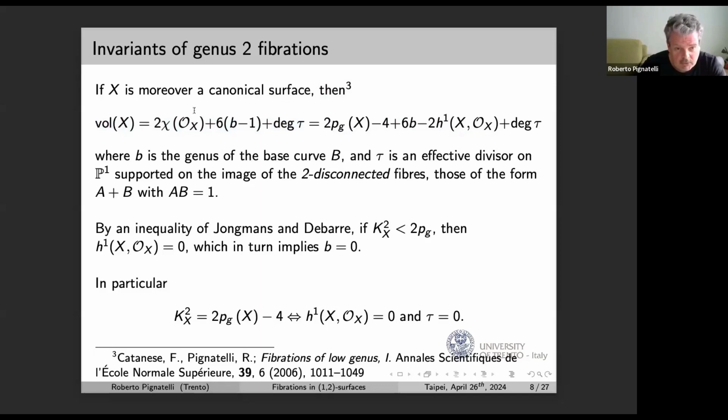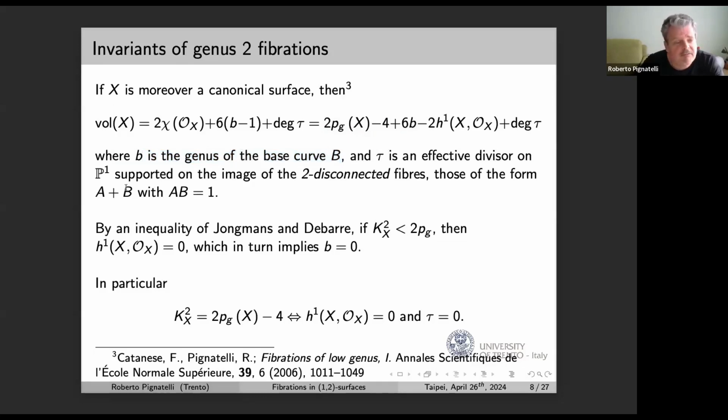And so the volume of a surface, now let me assume that the surface is canonical, the canonical model, for simplicity, but it's not really necessary. So the volume of the surface equals, let me jump this, go directly to this expression. You see this 2p_g minus 4, which you recognize as the value of the minimum according to the Noether inequality. And what you get? Plus 6b. This b is not negative because it's the genus of the base curve B. I never assumed B equals P1, if you want, but I will, as you will see now, I will need it.